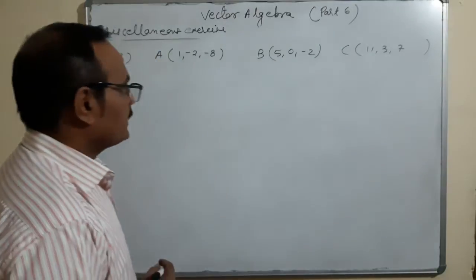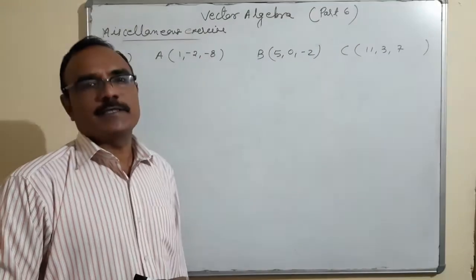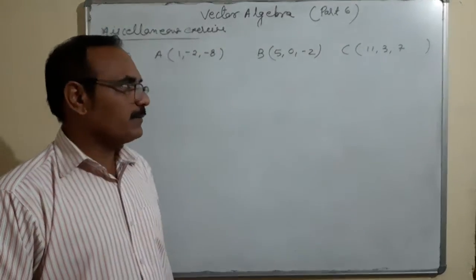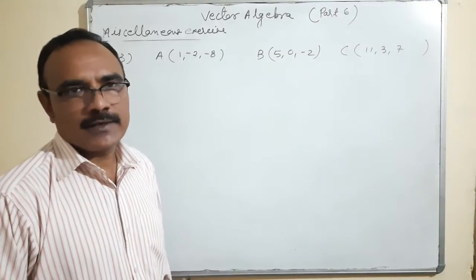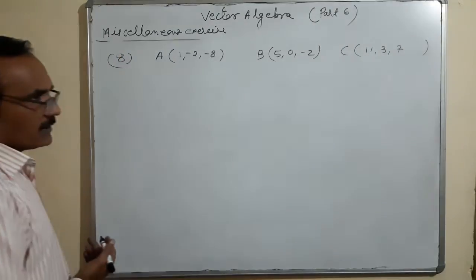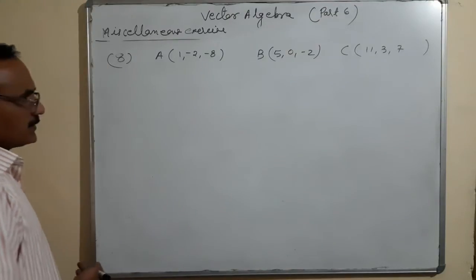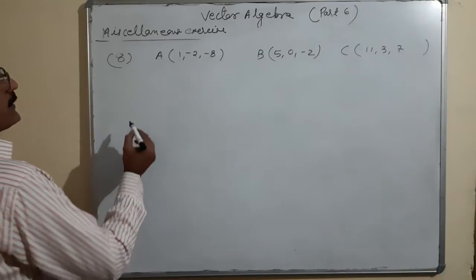For this, we'll find the vector AB and then the vector BC. Or simply, we will find the magnitude of AB, the magnitude of vector BC and the magnitude of vector AC. Then if the sum of the lengths of two sides is equal to the third side, then the 3 points are collinear. So may I find vector AB?